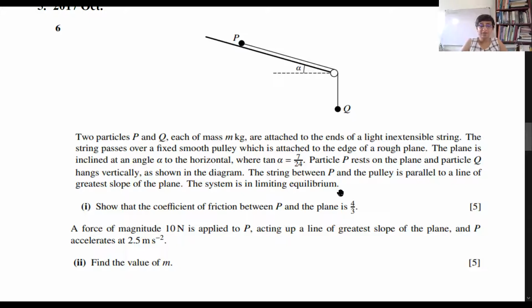So let me know if you get part 1 answer. You're finding mu. Whatever you have to find, what you have to do is the same. You draw free body force diagrams. If your system is in equilibrium, you apply conditions for equilibrium for each particle. If your system is moving, you apply F equals ma in the direction of motion. That's it. And then work with these equations.